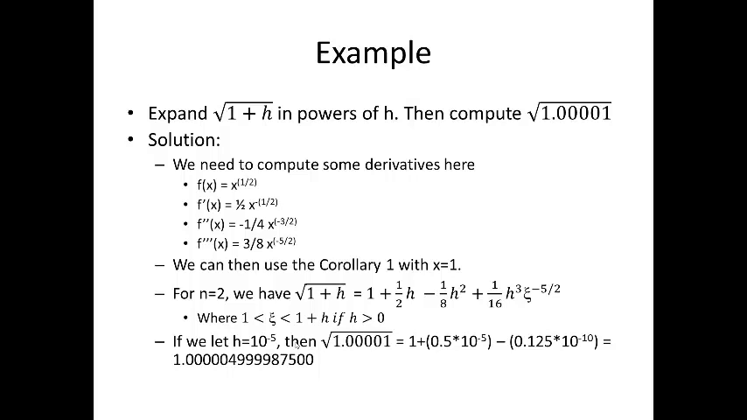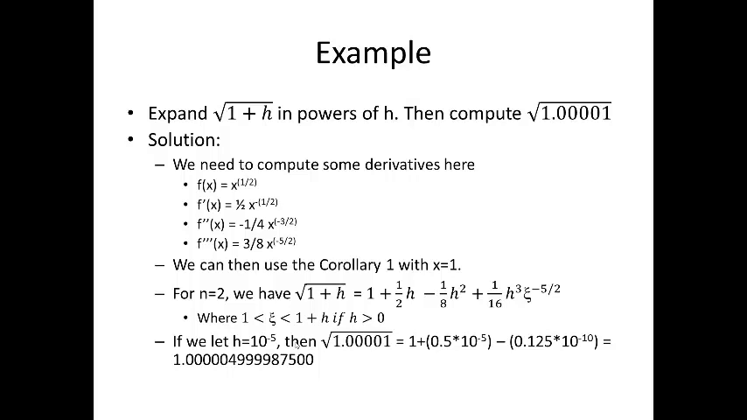If we let h equal 10 to the minus 5, which is 0.00001, then the square root of 1.00001 is equal to 1 plus 1/2 times 10 to the minus 5th minus 1/8 times 10 to the minus 10th, and we get about 1.0000499998750.